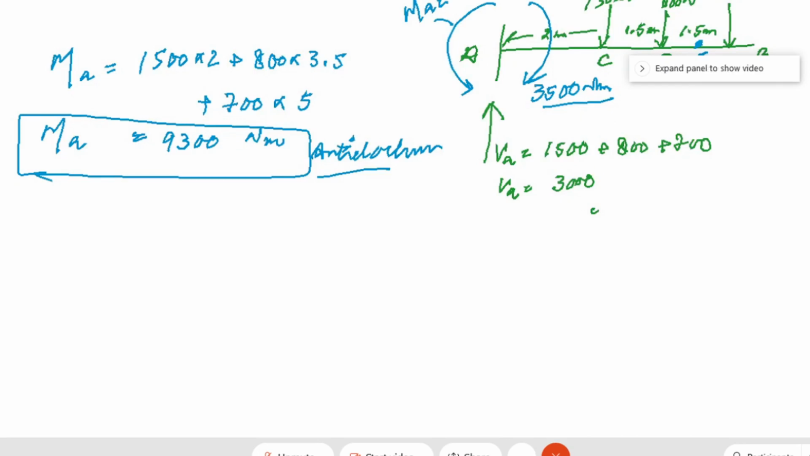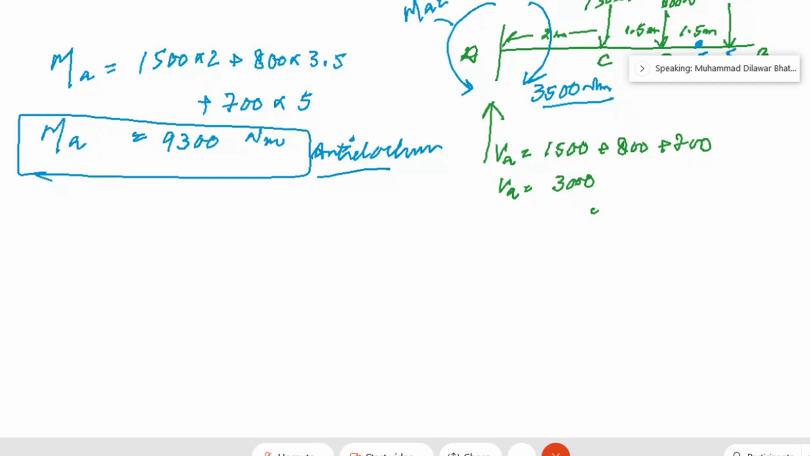Talking about the right hand side of F. How much will be the intensity of shear force? 700. Simple. It will be 700 because at the extreme end, let's say at point E, we have 700 load coming in, and there will be a shearing force of 700. Simple, nothing much to do.